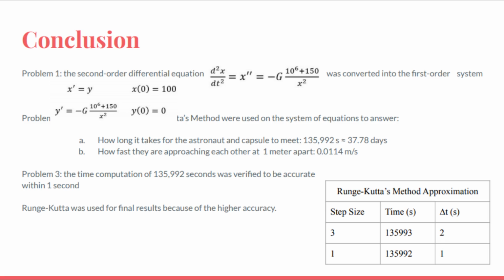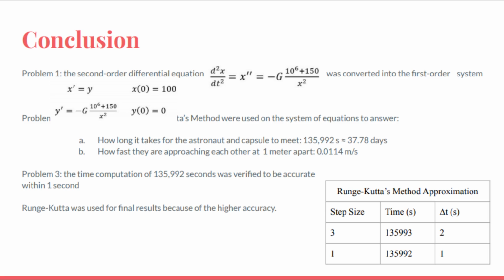To conclude the lab, Problem 1 first asked to convert the second-order differential equation given into a first-order system of equations, which was found to be x prime equals y with an initial condition of x of 0 equals 100, and y prime equals negative g times 10 to the 6th plus 150 over x squared, with an initial condition of y of 0 equals 0.